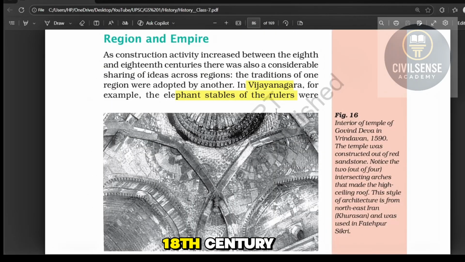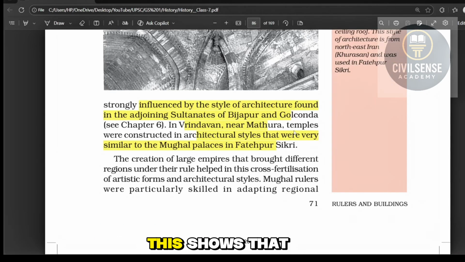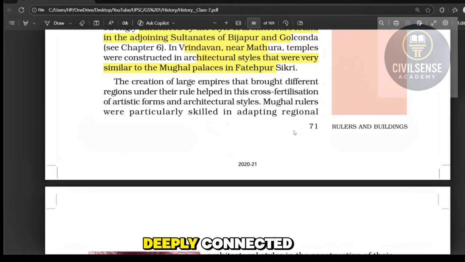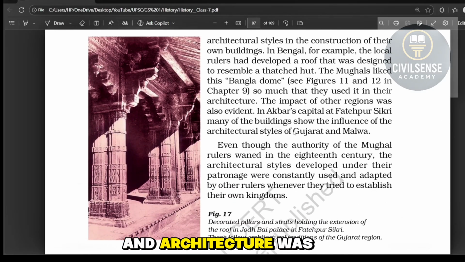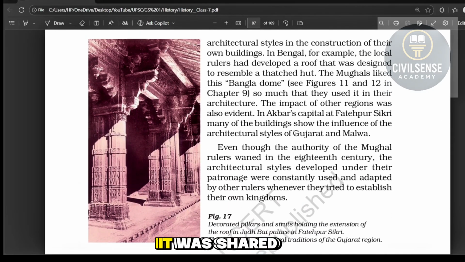Between the 8th and 18th century, ideas spread across regions like never before. For example, the elephant stables in Vijayanagara were influenced by Bijapur Sultanate architecture. The temples in Vrindavan were built using Mughal palace styles, and Bengali Bangla domes, shaped like a curved hut, became so popular that even Mughals used it in their architecture. This shows that Indian culture was deeply connected and constantly evolving, and architecture was not divided by religion. It was shared art growing through exchange and adaptation.